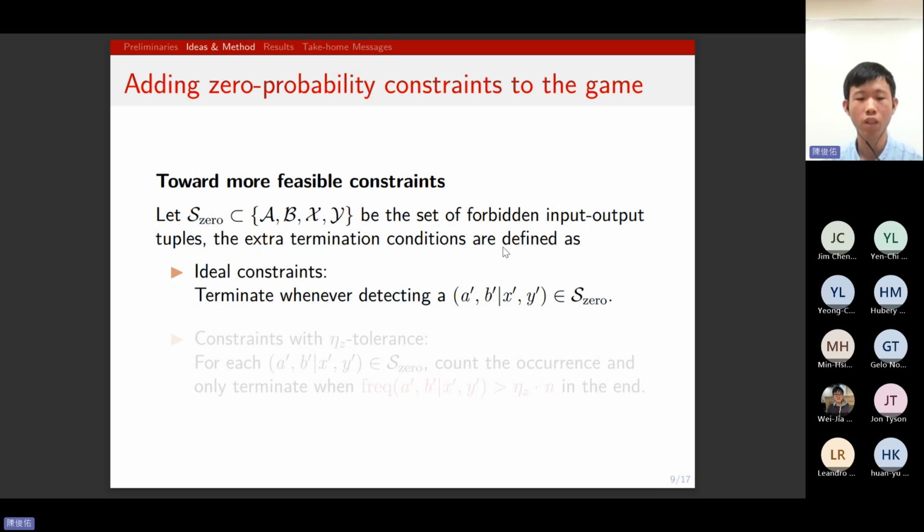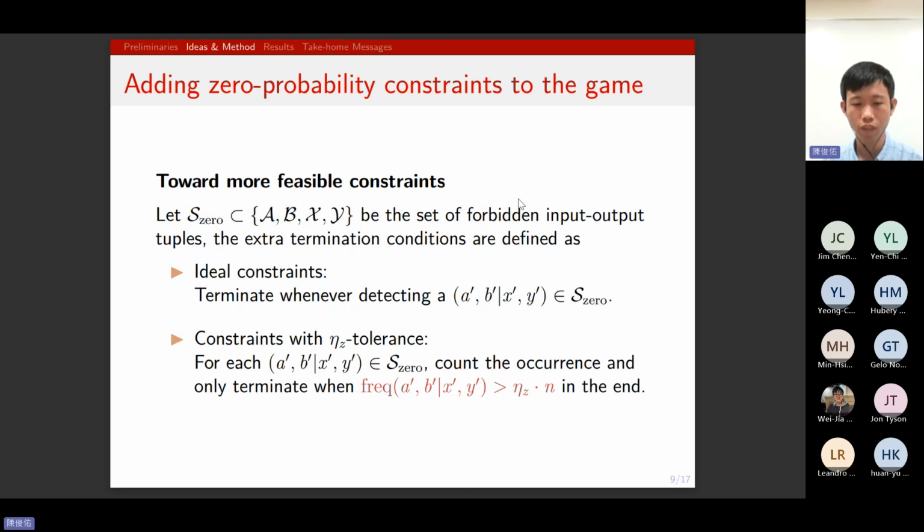So we propose a relaxed version, the so-called constraint with eta z tolerance. In this version, for each input output tuple in the set, we will count the occurrence of the input output tuple, like a prime, b prime, x, y, x prime, y prime. At the end of the protocol, we will check whether the occurrence or the frequency of the tuple is larger than eta z times the number of runs n. If the tuple occurs more than this number, then we will terminate the protocol.